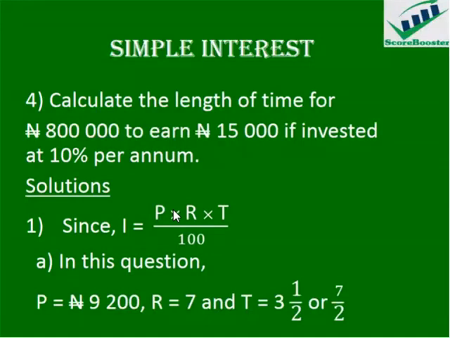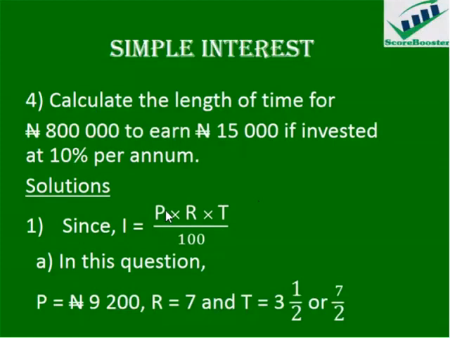The first question says we should obtain the interest on a principal of 9,200 naira for 3.5 years at 7% per annum. So it means 7% per year. So we are going to calculate for 3.5 years, and the principal for that particular question is 9,200. Since we are told to obtain the interest, we use the formula for interest.